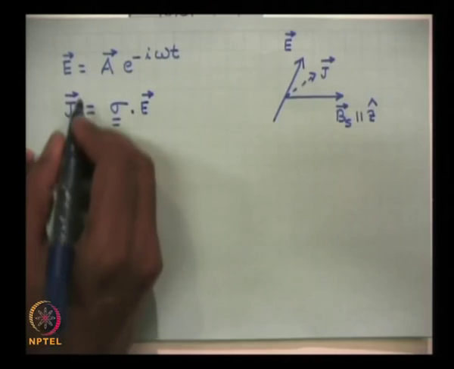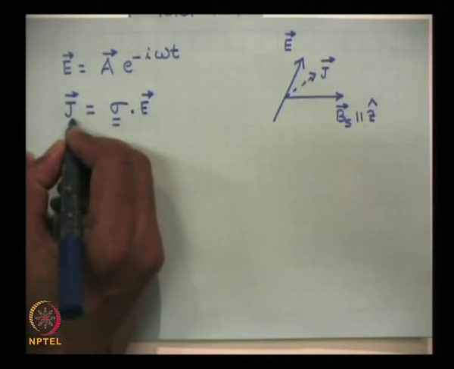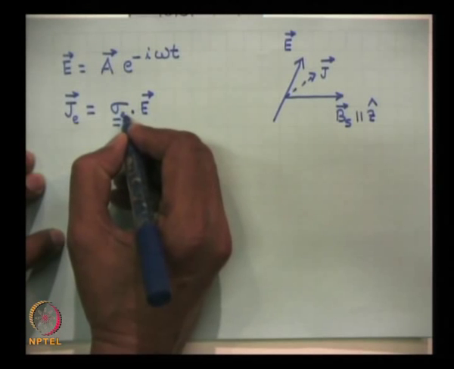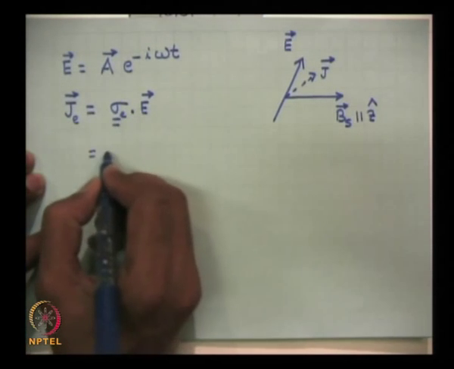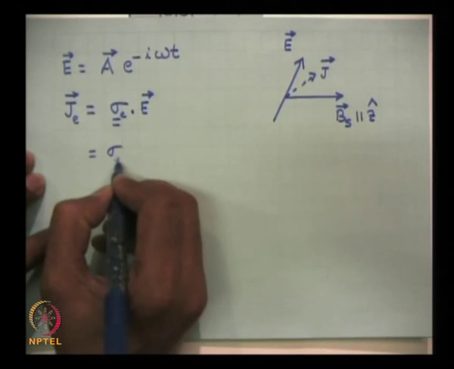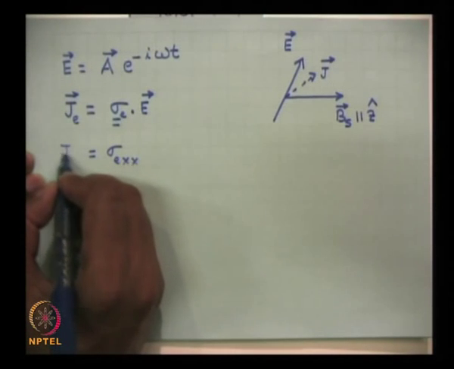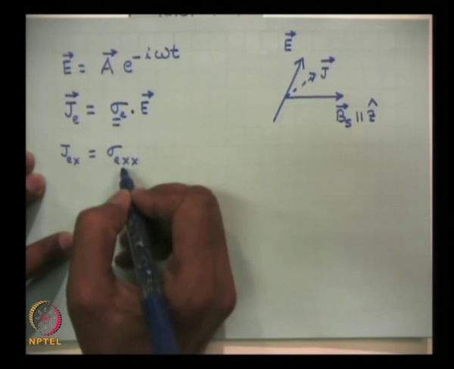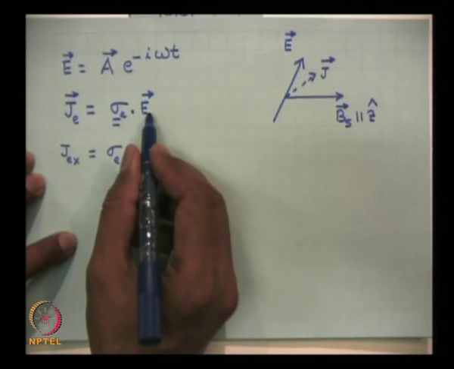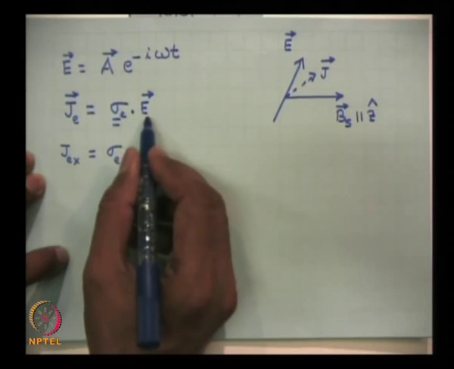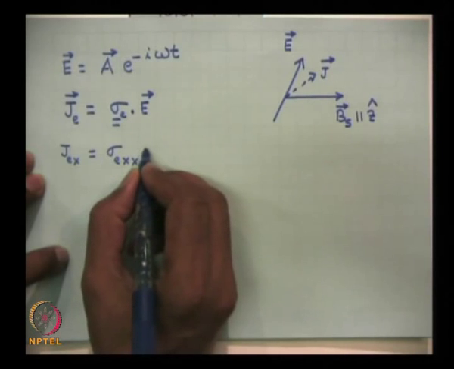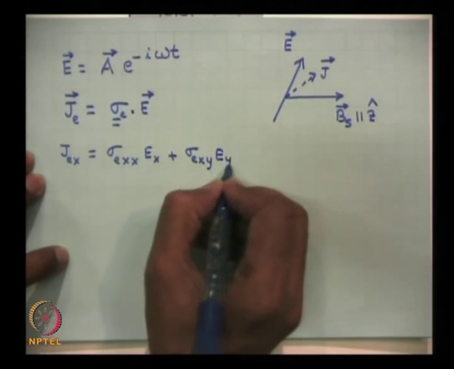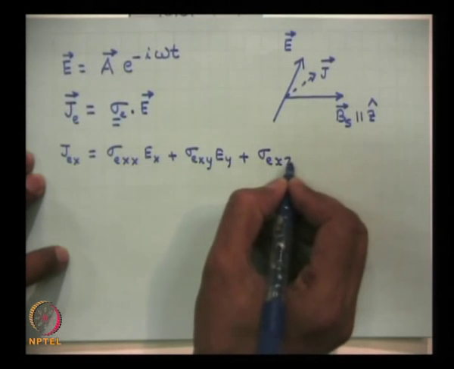I had actually written this for the case of electron current density, so let me use a subscript e for electron. This is the electron conductivity, and in component form, J_ex: a tensor has two indices. The first index has to be x and the other one is common with the electric field index, which is a running index, summed over. So this becomes sigma_exx E_x plus sigma_exy E_y plus sigma_exz E_z.